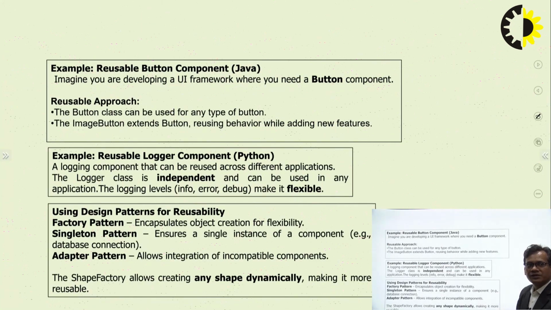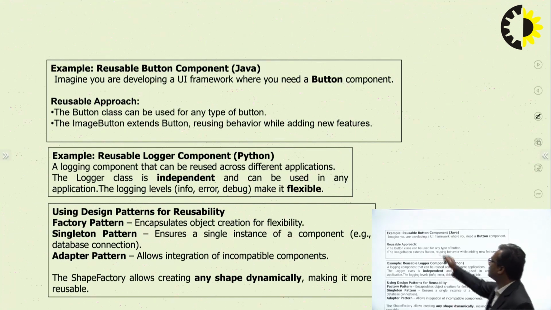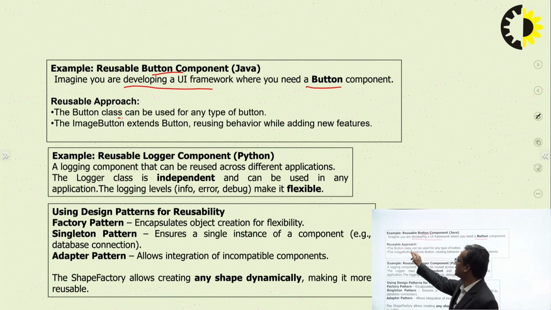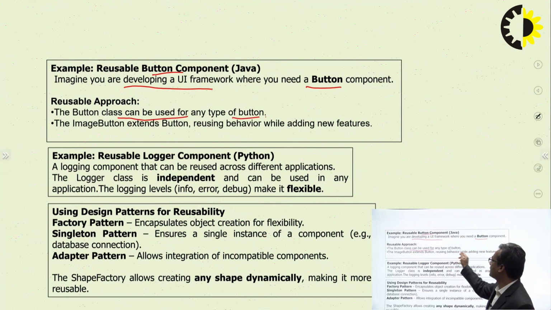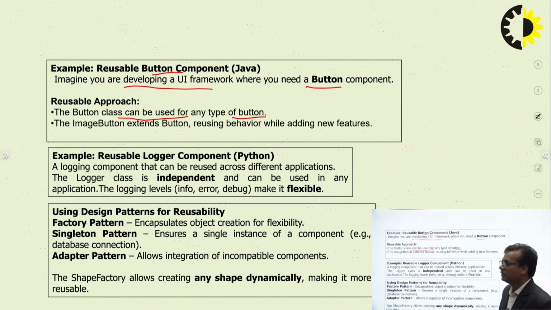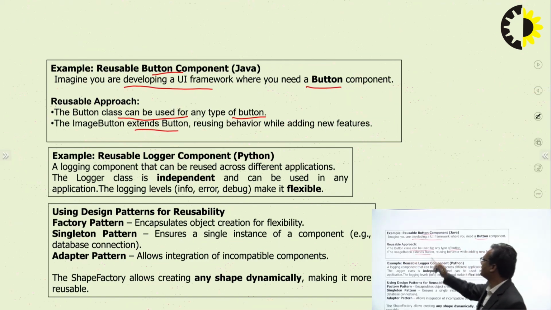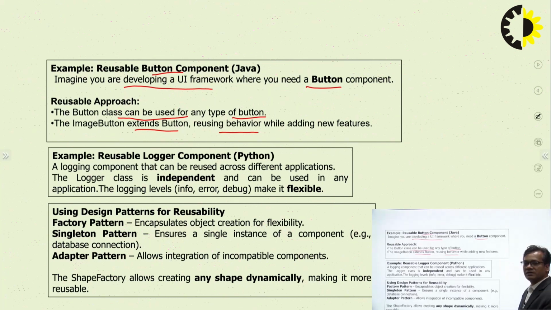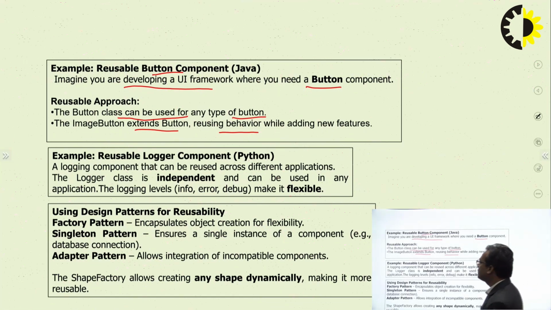There are some examples of reusable components, like a button component in Java. Imagine you are developing a UI framework where you need a button component. How would you use it? The button class can be used for any type of button. You can use a number of buttons in your program. Again, image button extends from button. This is reusable behavior while adding a new feature in the image button. In this way you can use reusability and extend them.